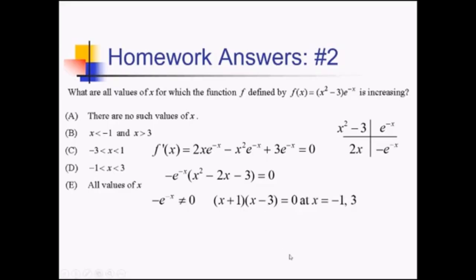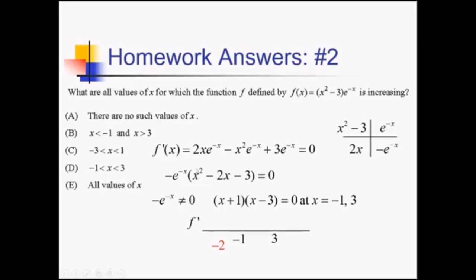Let's go ahead and put those on a number line now, do a little sign analysis, and see where this thing's increasing. So here's my f prime number line, and I've got critical values again at negative 1 and 3. Testing out some values in each interval. Let me test out negative 2. Seems like a good one for this left interval.